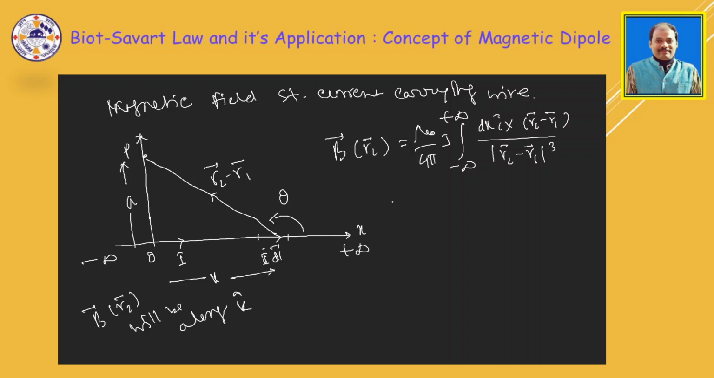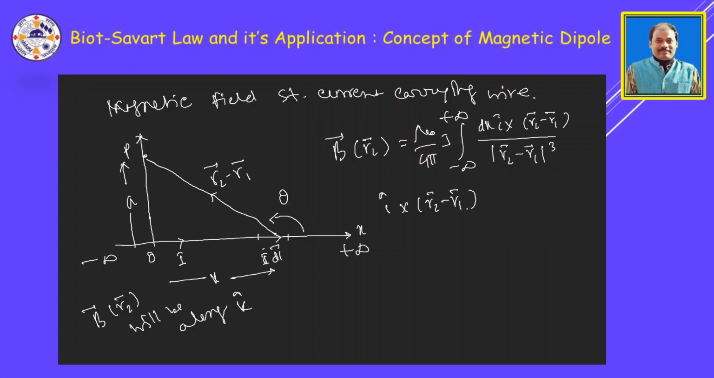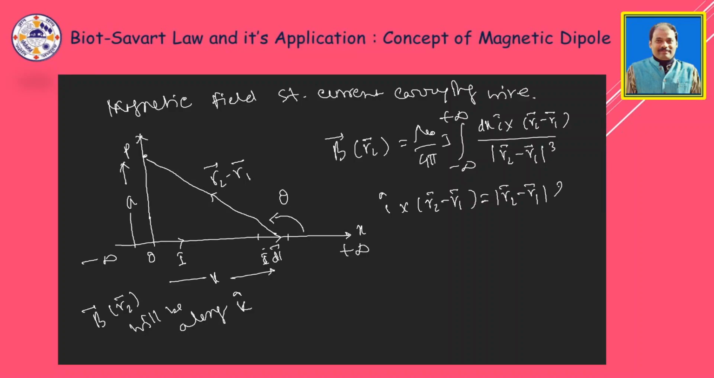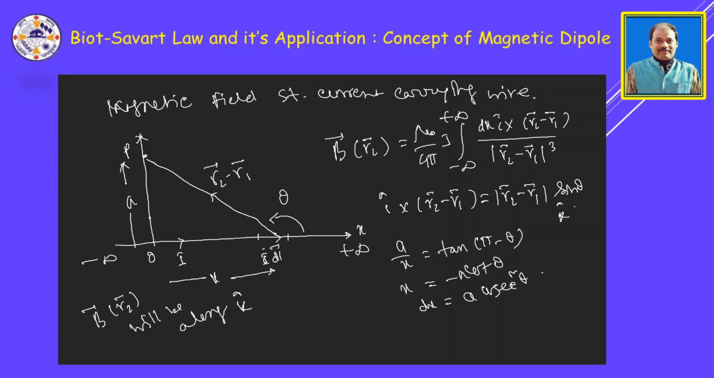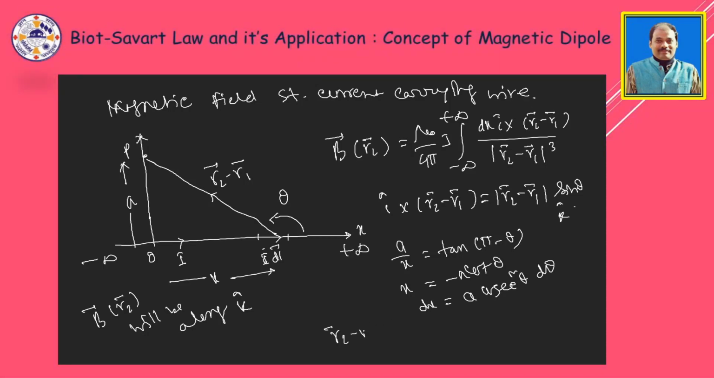Now, for this problem, you can see from the figure that I hat cross R2 minus R1 equals to mod of R2 minus R1 into sine theta into k hat, and further a by x equals to tan pi minus theta. So x is equals to minus a cot theta, and dx equals to a cosec square theta d theta, and mod of R2 minus R1 equals to a cosec theta.